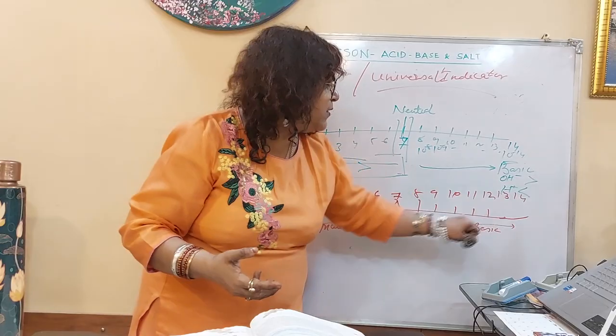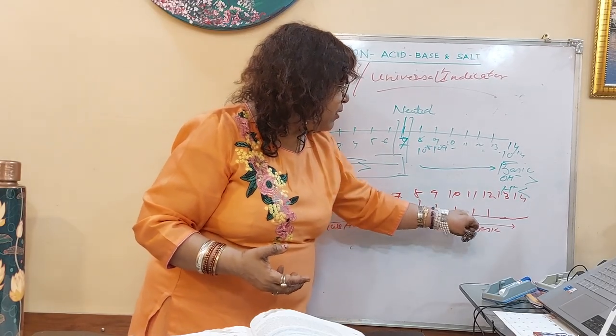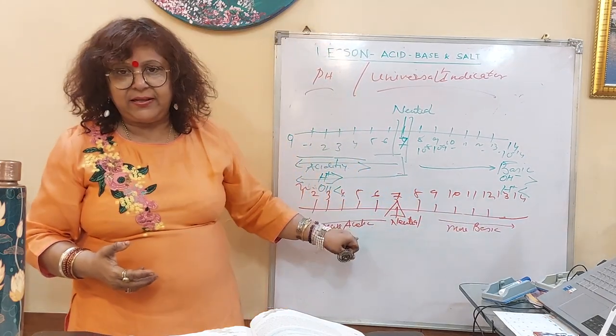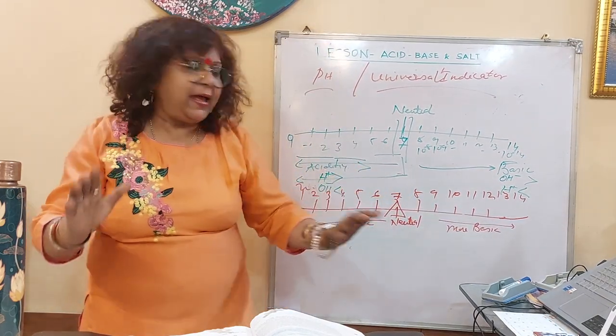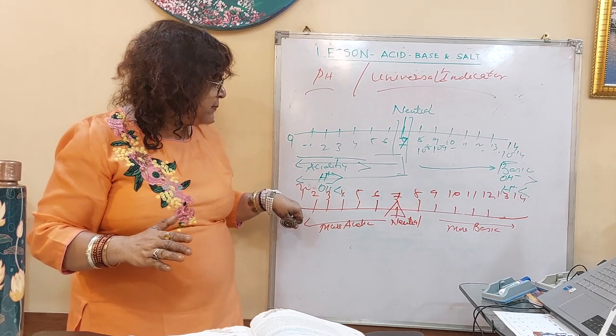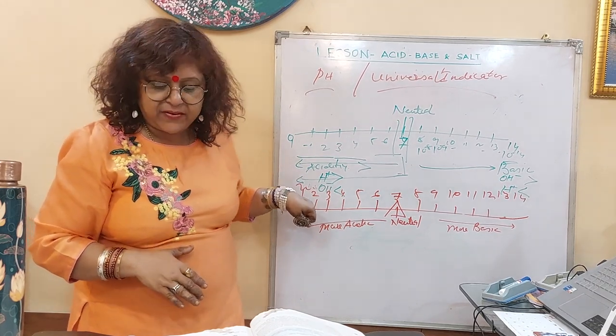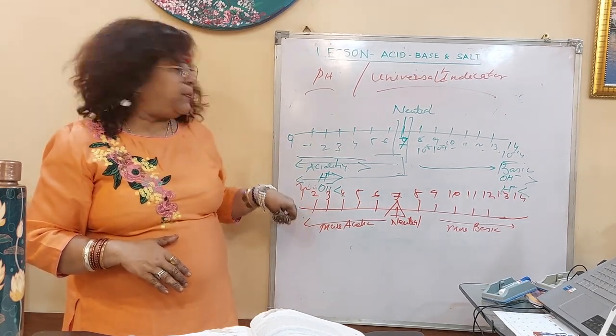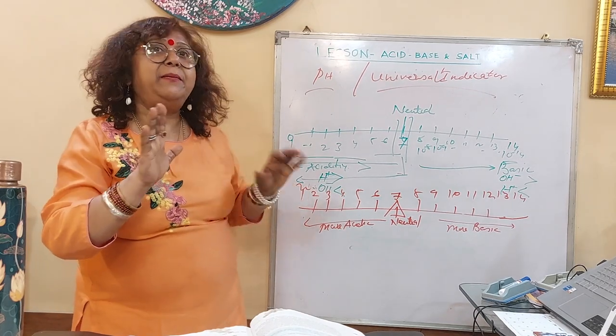As I told you, the range of the color: green, blue, dark violet, violet. And from here, the last color is red. 10 to the power minus 1 will be highly acidic, and it will be red.